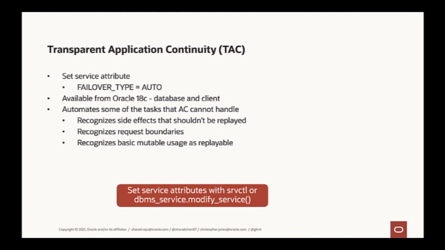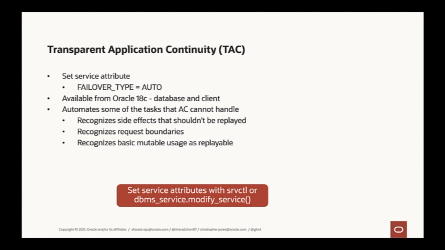So there was a variant introduced in 18c called transparent application continuity, same sort of service setting, just a different kind of failover type, so auto here. It's perhaps a little more conservative. It tries to restore more of the session state. So it tries to automate some of the tasks that the older application continuity can't handle.